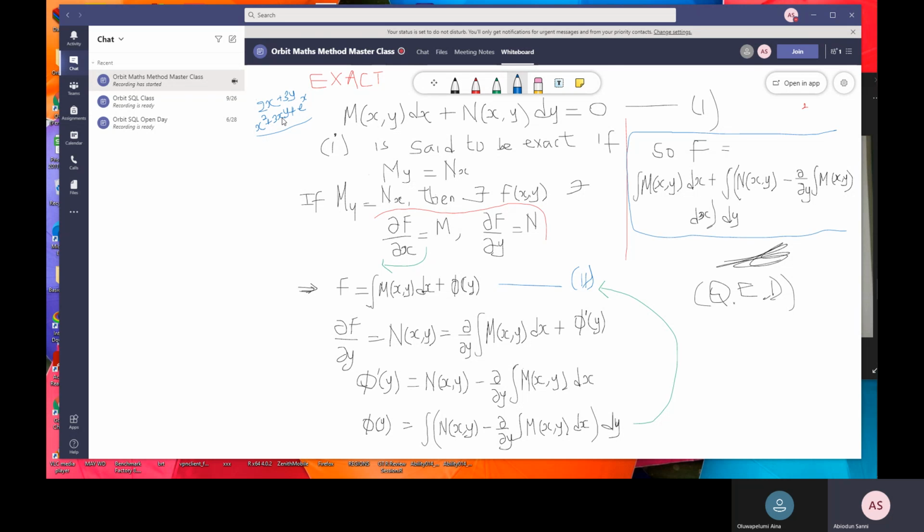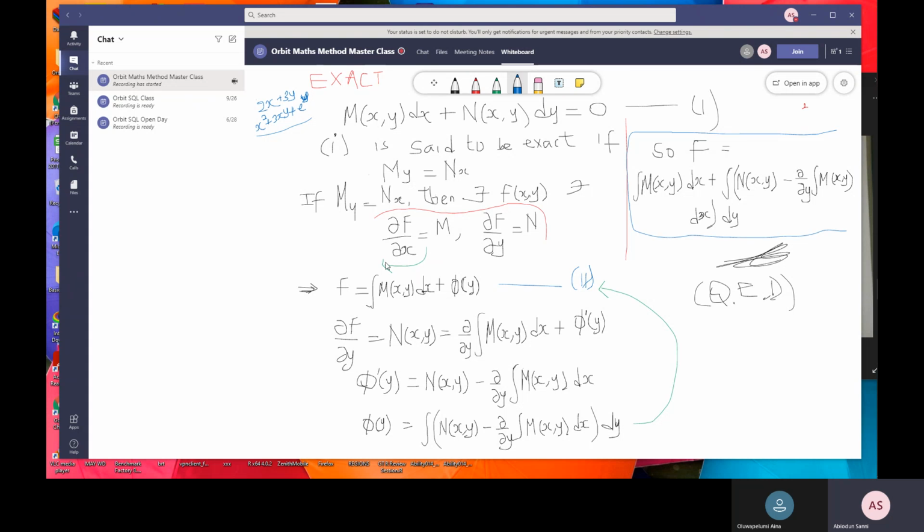So if I'm differentiating with respect to x, I'm going to have a constant, a function of y. So I don't know what that function is. That's why I'm using phi of y. So let's say that function is exponential y. If I differentiate this with respect to x, it means that this exponential y is going to be what? 0. So it's like a constant.